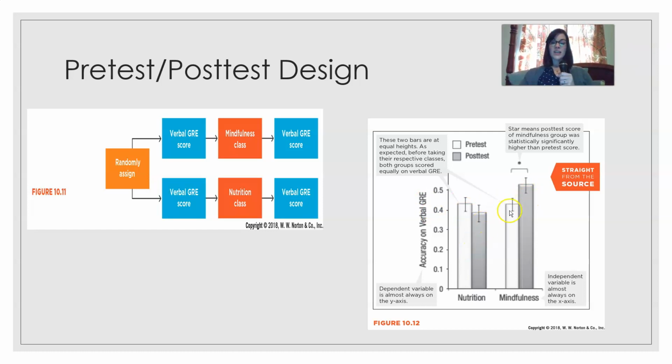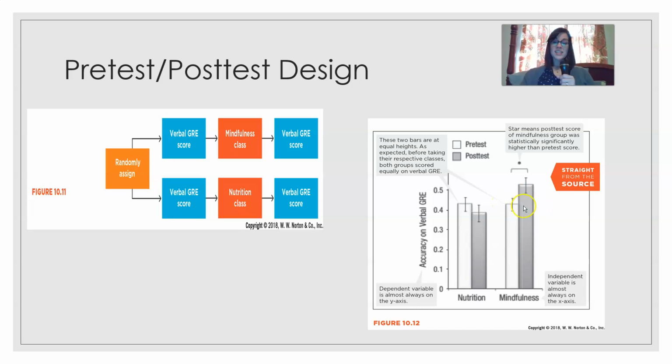There's definitely a difference between the two here, but what's probably more important is the pretest and the post-test within the nutrition group and the mindfulness group. So notice that our nutrition group, their scores didn't really change. Now, notice that this bar is a little bit lower. You might think that means they did worse, but I want you to pay attention to these error bars. The error bars are overlapping here, and that means if those error bars overlap, they're not different from each other.